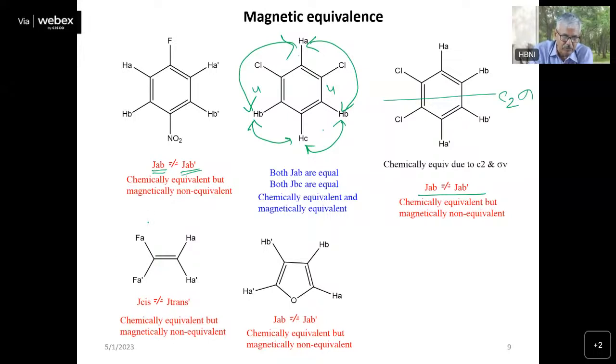Similarly, in a simple case, if you take difluoroethylene, you will see that J cis is not equal to J trans. So these two hydrogens are chemically equivalent, but they are not magnetically equivalent. Similarly, these two fluorines are also chemically equivalent, but not magnetically equivalent, because their couplings are different. One will be a cis coupling. If you see this coupling to this, it is a trans coupling, whereas this to this is a cis coupling, and cis and trans coupling constants are not the same. So they are magnetically non-equivalent. The same thing is true for this furan molecule.